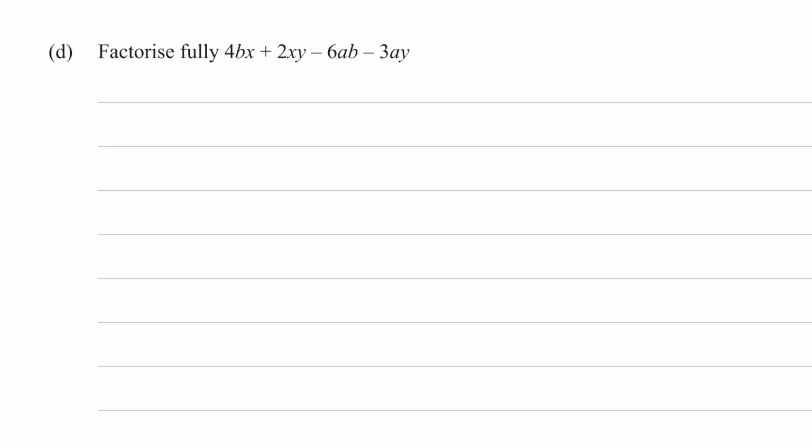Looking at this expression, we have a lot of different variables, and it's asking us to factorize fully. That's a bit of a hint. So factorizing fully means you don't stop factorizing until all the common factors have been pulled out. So just looking at these first two terms, what common factors do you see? So start with the numbers, the coefficients, so 4 and 2, and then look at the variables, bx and xy.